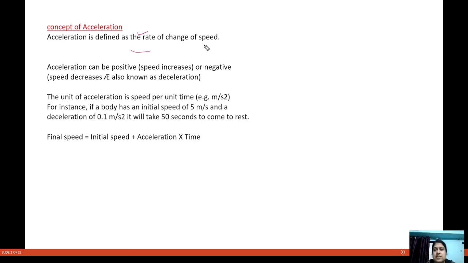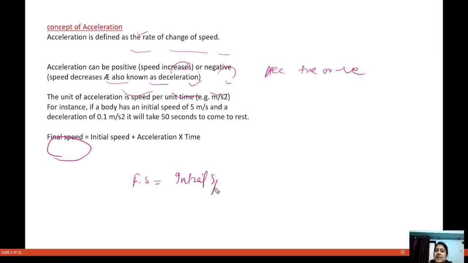Now, acceleration is defined as the rate of change of speed. Acceleration can be positive, that is, speed increases, or negative, that is, speed decreases, also known as deceleration. So acceleration can be positive or negative. Now, this is a very simple concept. We only have to know that final speed is equal to initial speed plus acceleration into time.